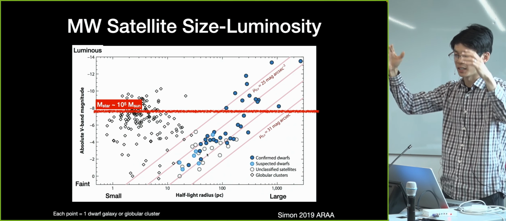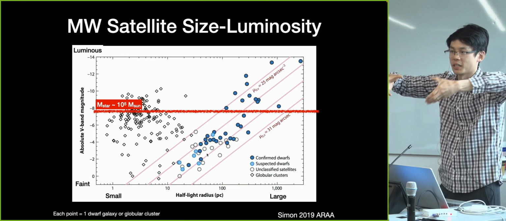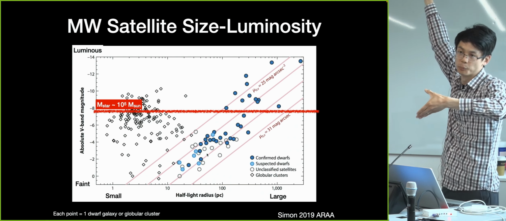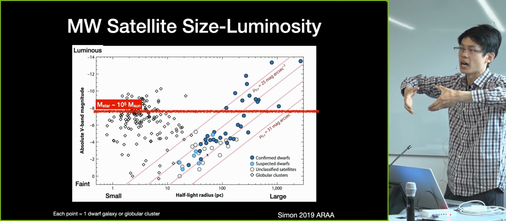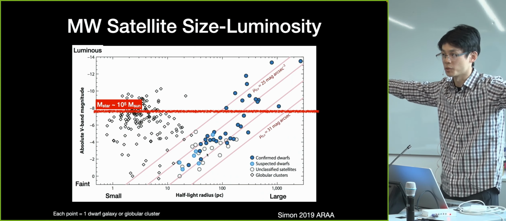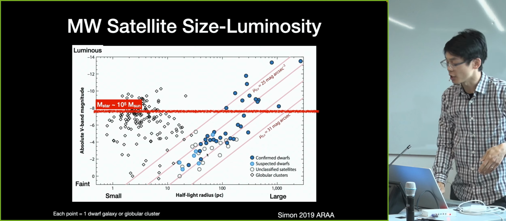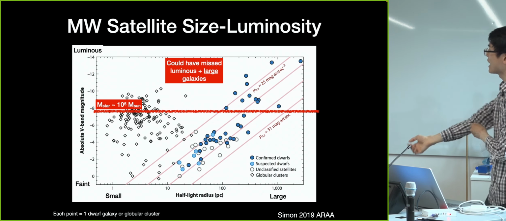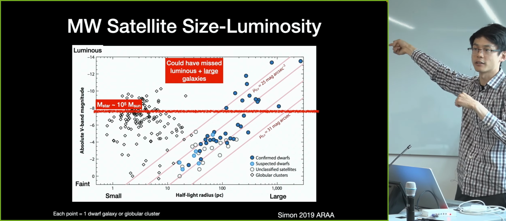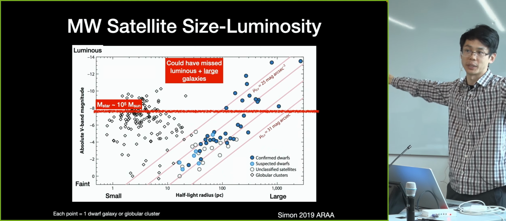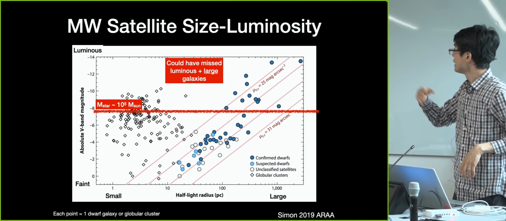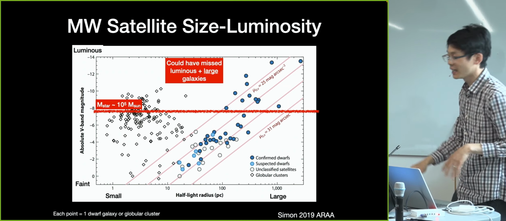And what you can imagine is, the signal of a dwarf galaxy is how many stars are in there. That's why they said more luminous galaxies are easier to discover. But the background depends on how large that object is on the sky, because your background is coming from Milky Way stars. So what this means is you could have missed any galaxy that was very luminous, had lots of stars, but spread out over a very large area on the sky, right? This is called a low surface brightness galaxy.